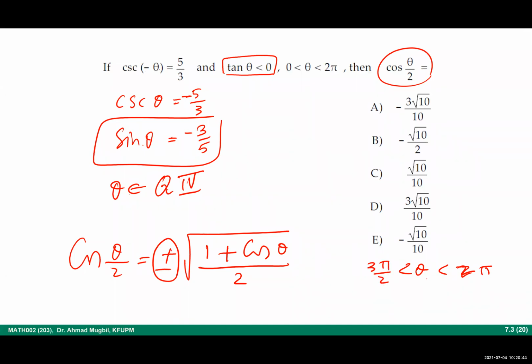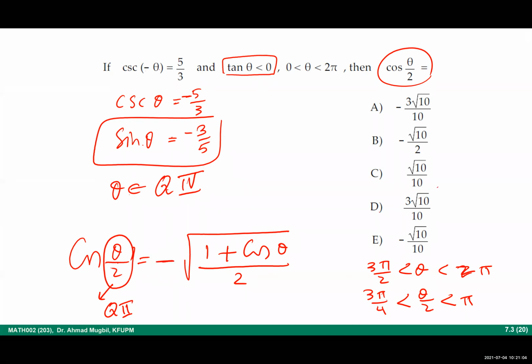Theta is between 3 pi over 2 and 2 pi. If you divide by 2, where will theta over 2 be? It will be less than pi and greater than 3 pi over 4. So this angle will be in the 2nd quadrant. In the 2nd quadrant, cosine is negative or positive? Negative. So we will take the negative part, and this means that the positive answer is impossible.